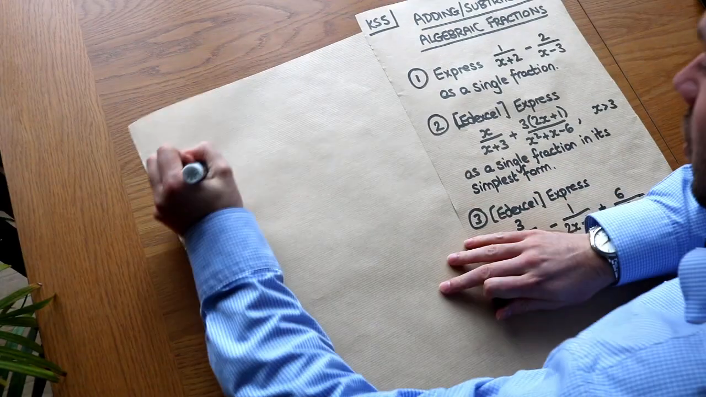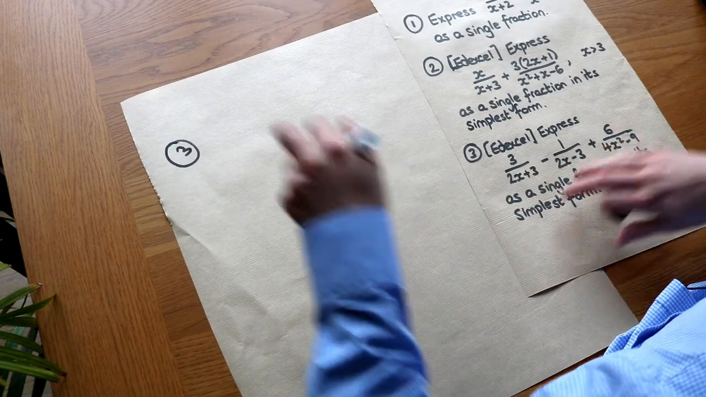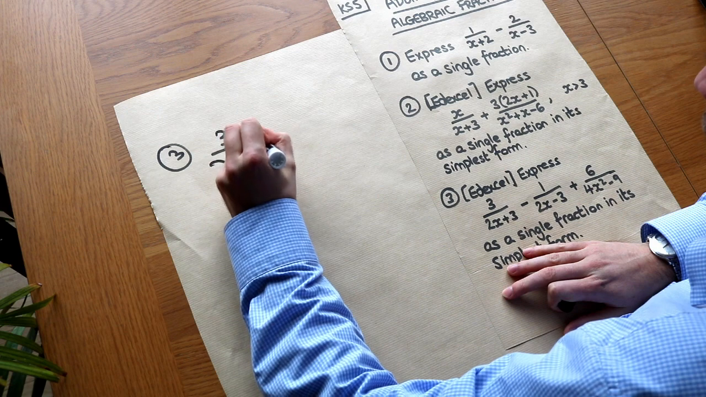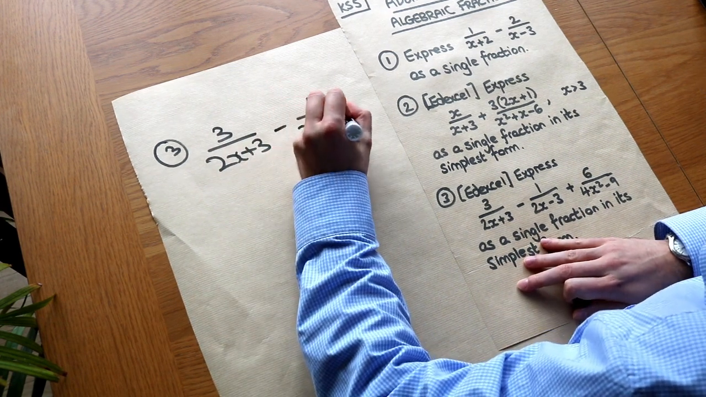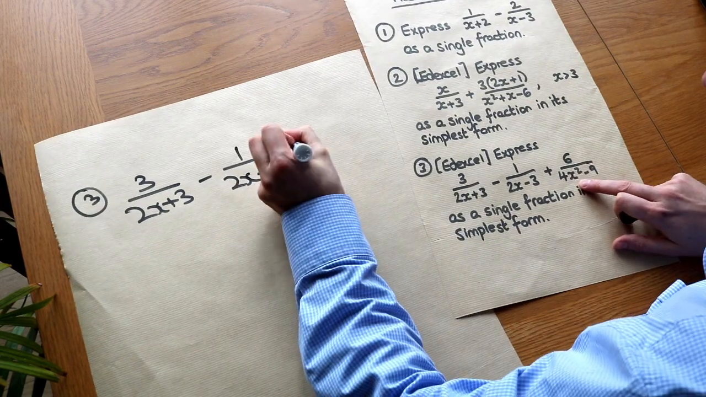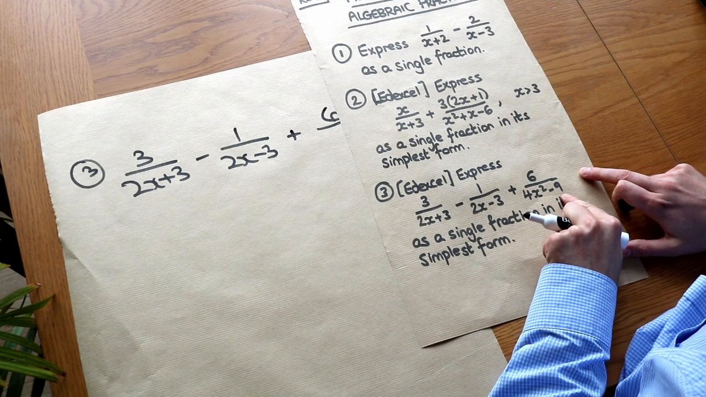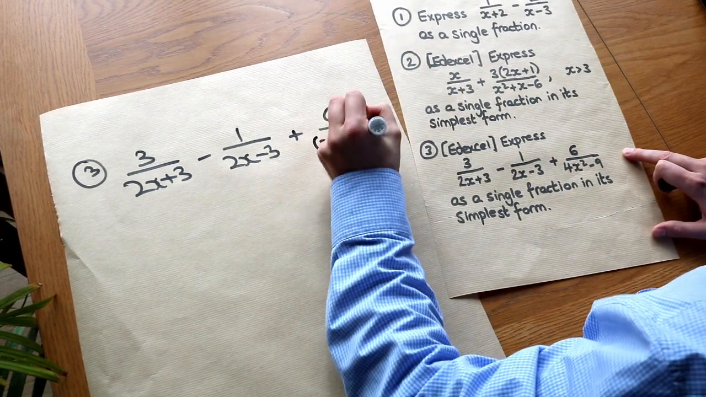And then this final question here, we've got 3 fractions now being added or subtracted. So I'm going to use the same strategy of just making sure everything is factorised first in the numerators and denominators. There's nothing to factorise so far, but this third fraction here, we can see that the denominator is the difference of two squares. 4x squared minus 9, that could be written as 2x plus 3 and 2x minus 3.